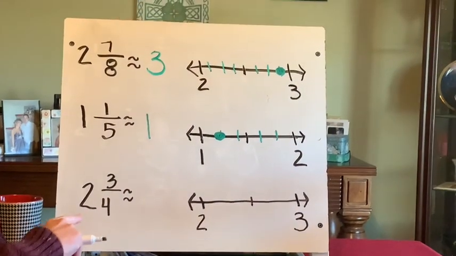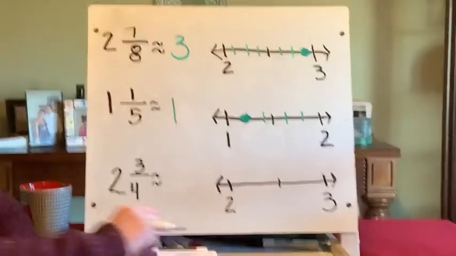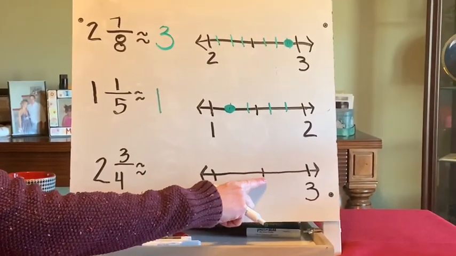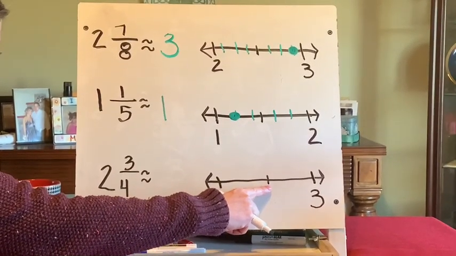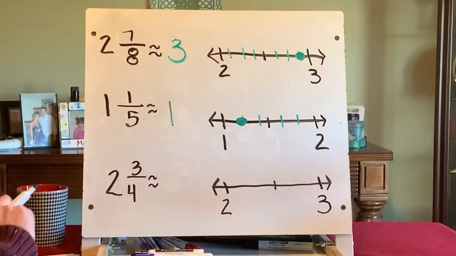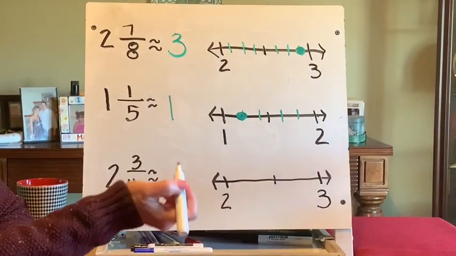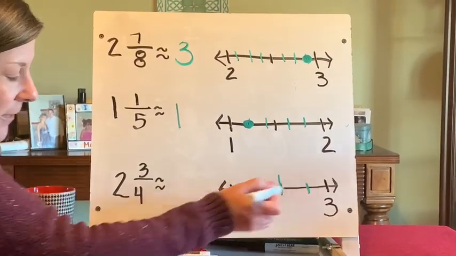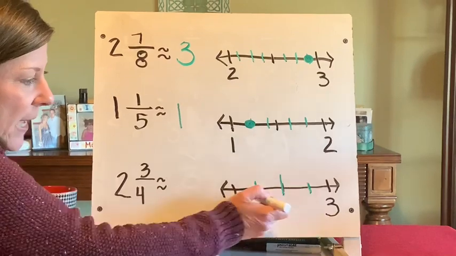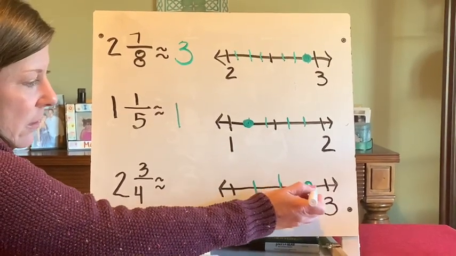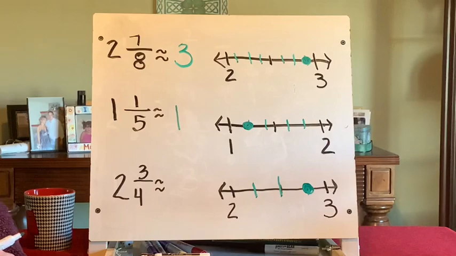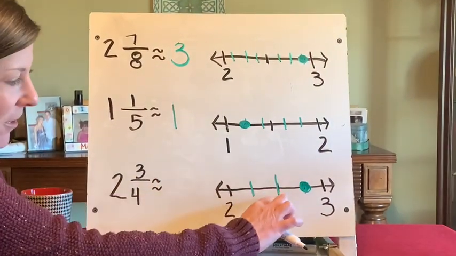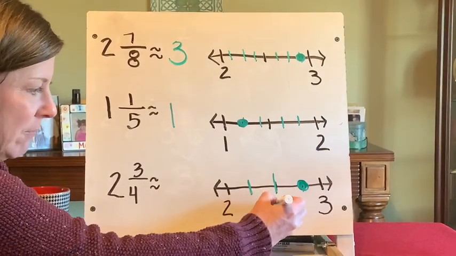Now I have the example 2 3/4. So I know that 2 3/4 is in between 2 and 3, and I've already put what my halfway point would be. Well, breaking it into fourths, when I break something evenly, it would be here, here, here, and then I get 2 1/4, 2/4, 3/4 right here.